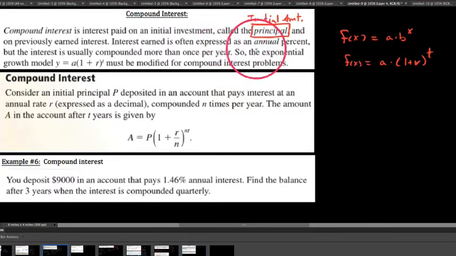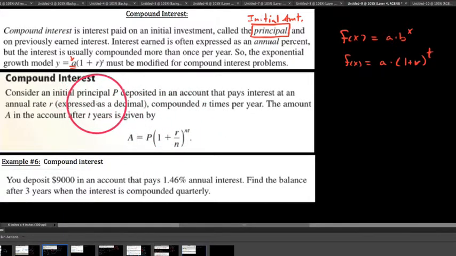So what I want to say though is that basically interest on accounts is not paid only one time per year. And because that's the case, we have to modify this model just a little bit, because sometimes interest is compounded every month or every week or every day or every second or maybe every 6 months. So we say that the exponential growth model y equals a, which is our initial amount or our principal amount, times 1 plus r to the t must be modified for compound interest problems. And so you're going to see this equation right here. That's our compound interest model.